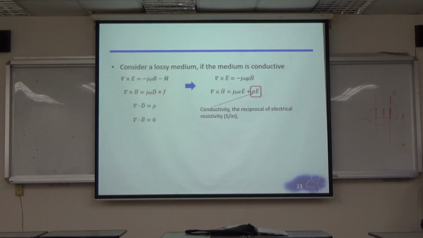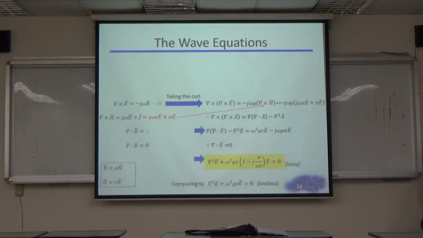Let's go back to our Maxwell equations. If you have the sigma, you need to consider your J, this term. I've already told you at the beginning of this last class. You need to consider this term. What happened? And many things will become more complex.